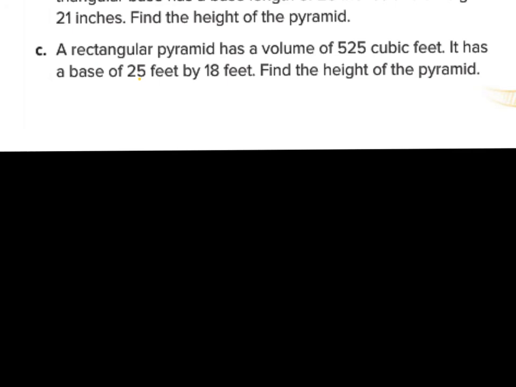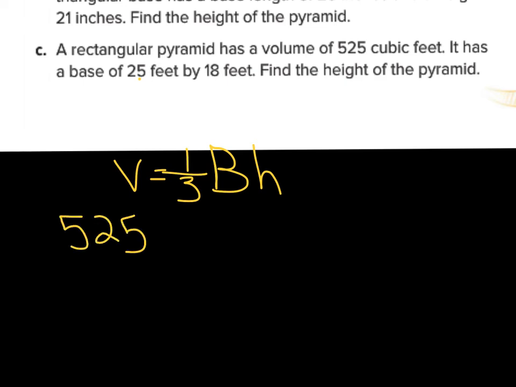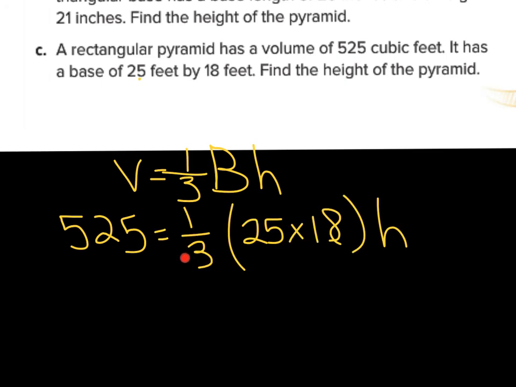And for question C, we have a rectangular pyramid has a volume of 525 cubic feet. It has a base of 25 feet by 18 feet. Find the length. Okay, let's go right to writing the formula. Volume equals 1/3 of our area of the base times the height. Our volume is 525 feet, right? Times 1/3, and our area of a rectangle is length times width, so it's 25 times 18, and we're looking for the height. Okay, let's solve.